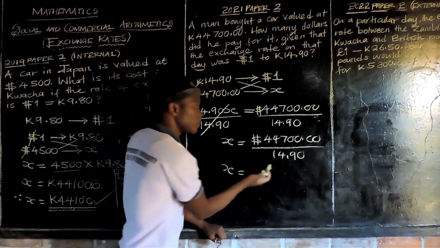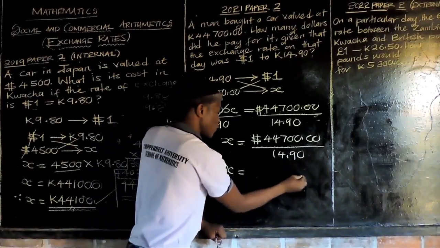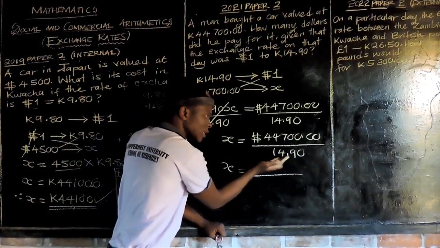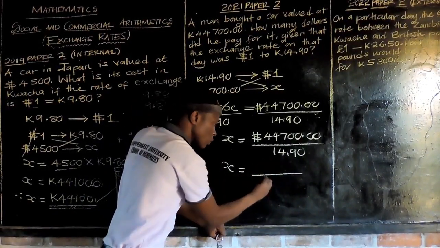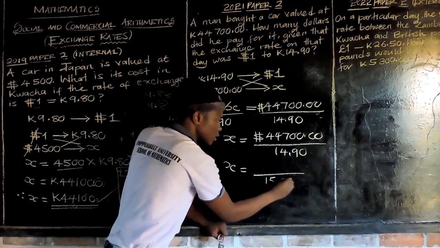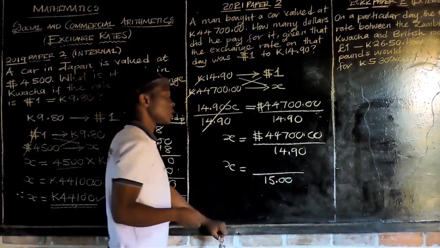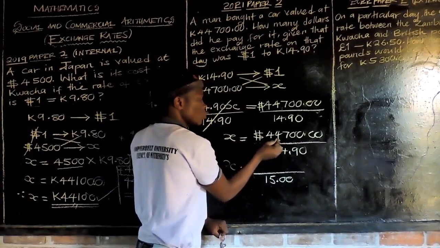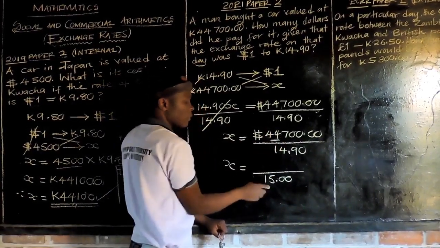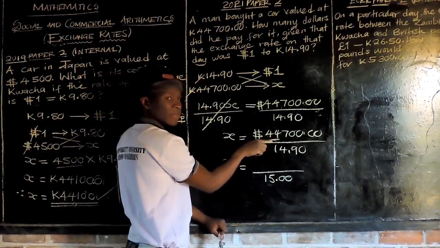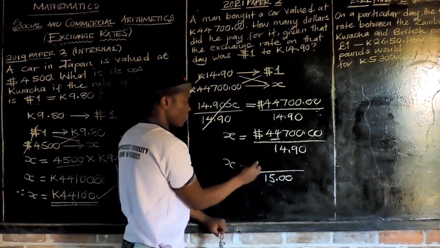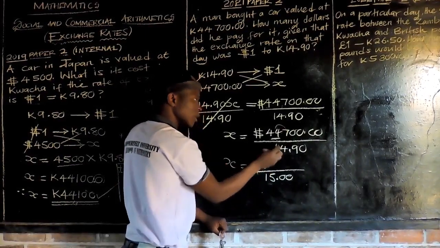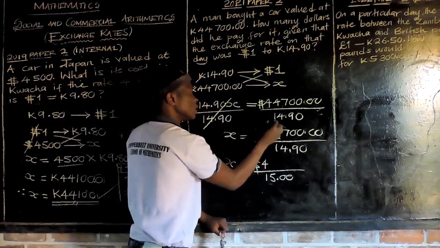So we can approximate our denominator first, which is 14.90. Approximating this one is going to be what, guys? 15, very good. So we're going to have 15.00. Then this is 44. Approximating 44 to a number which is divisible by 15 is going to be 45. So it becomes 45.